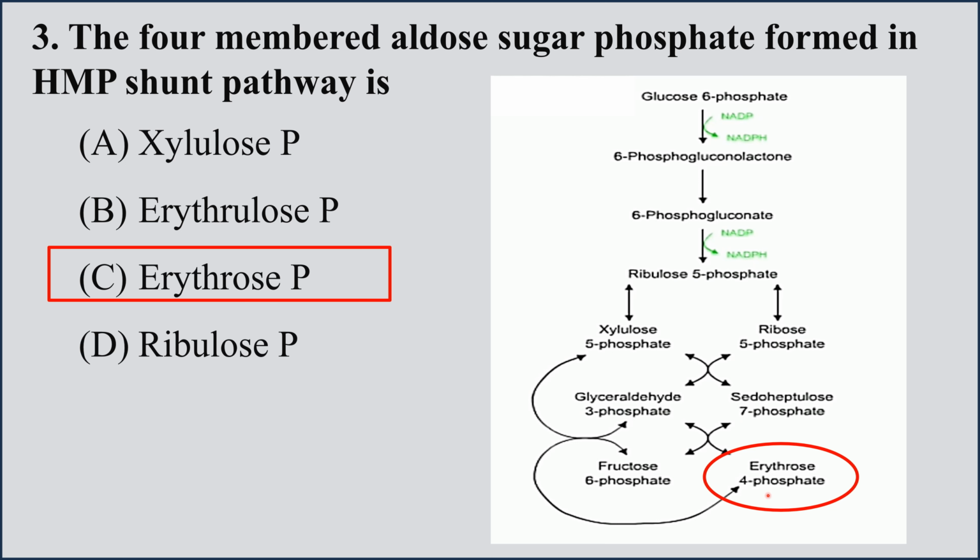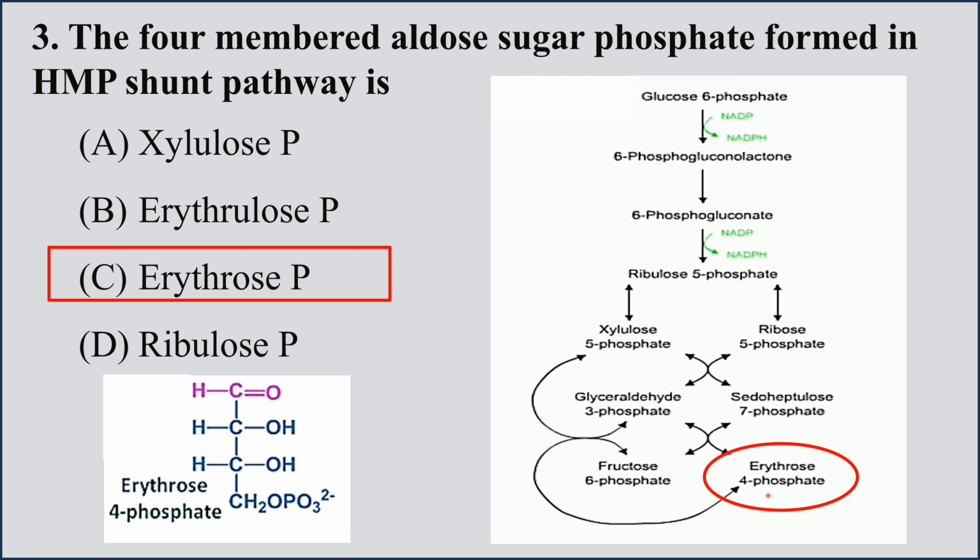If we see the structure of the erythrose 4-phosphate, this is the structure. It consists of 1, 2, 3 and 4 carbon atoms. So that's why it is known as 4-membered and has the aldose group attached to it. So that's why this is an aldose sugar. So the 4-membered aldose sugar phosphate formed in this HMP pathway, also known as pentose phosphate pathway, is known as erythrose phosphate.